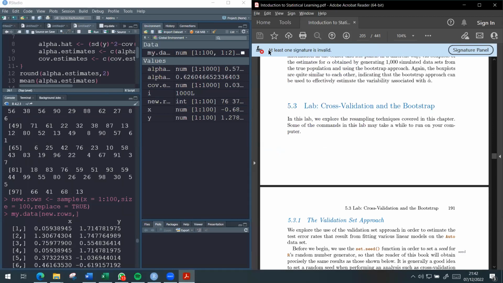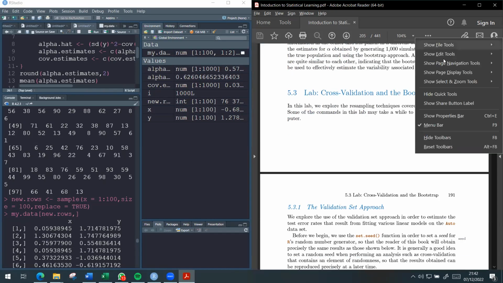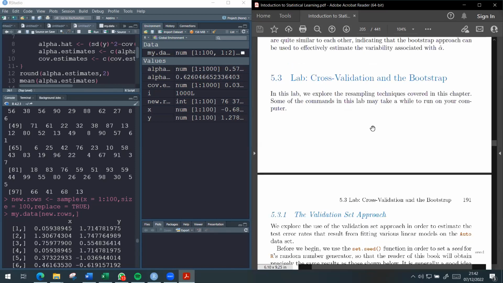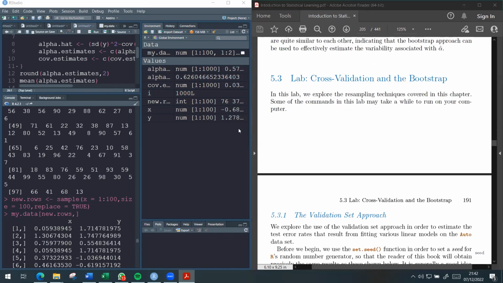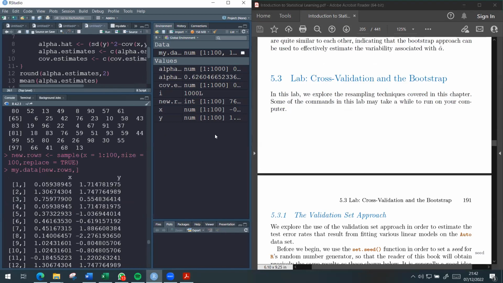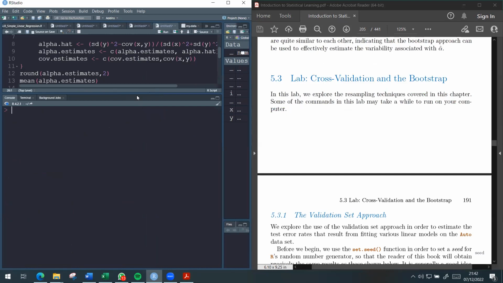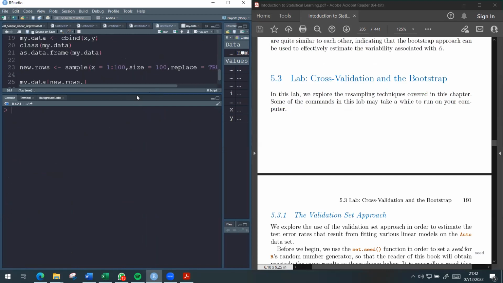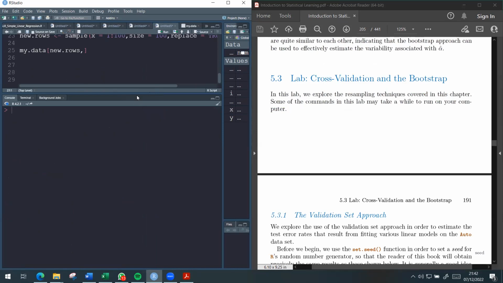remove this, remove the menu bar, enlarge a little bit, and hopefully we'll get to a bit of this in R. So let's type, let's comment it out, 5.3 lab, and we're doing cross-validation.